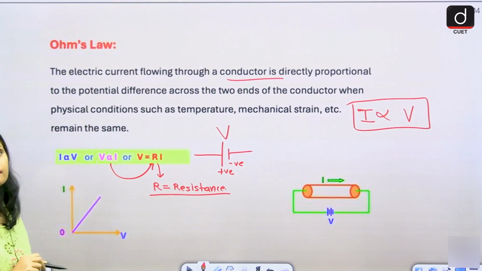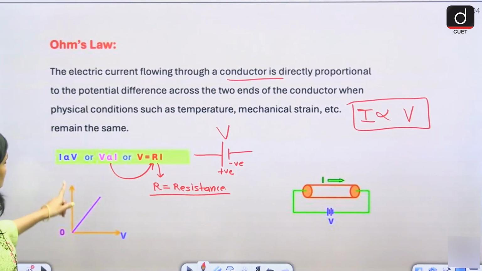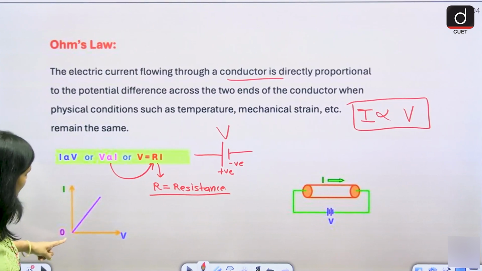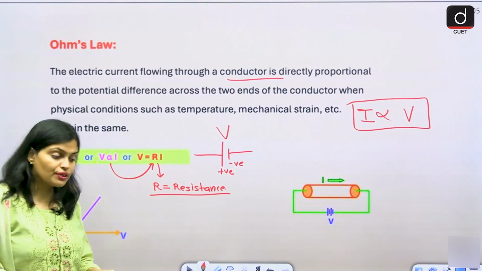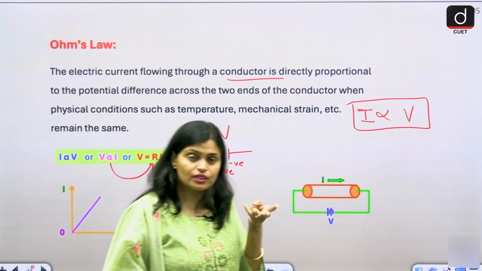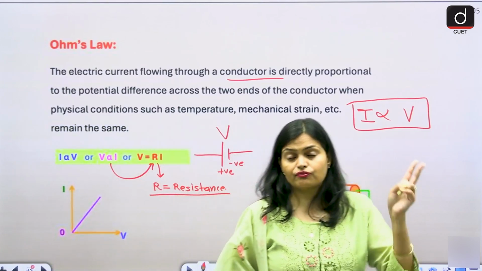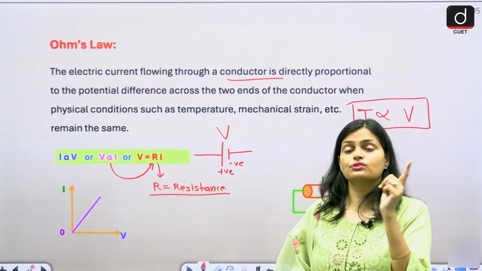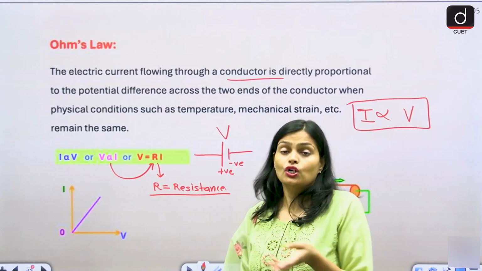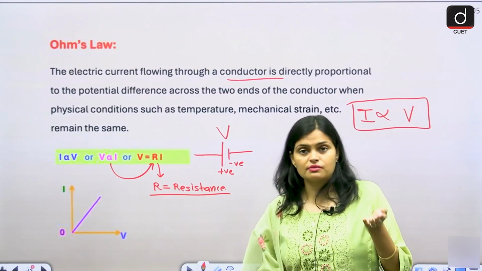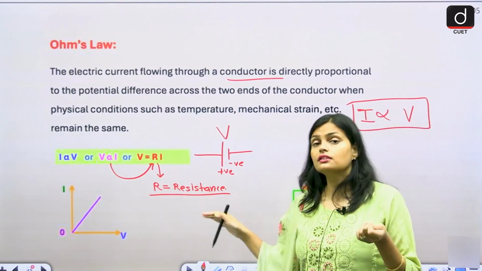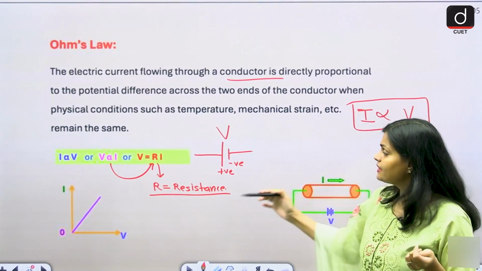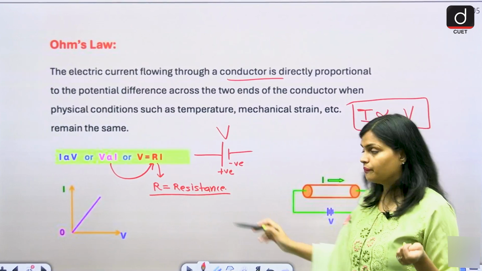R is resistance, right? See this graph, this is V, this is current I. As you increase the voltage, since they are directly proportional, as the potential difference increases between the two terminals, the flow of current also increases in that conductor. तो जैसे जैसे आप potential difference बढ़ाते जाएंगे, current increase होता जाएगा. That is what the graph says. Always they will give you a straight line. Okay.